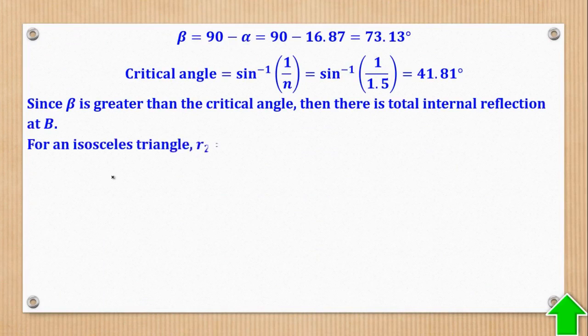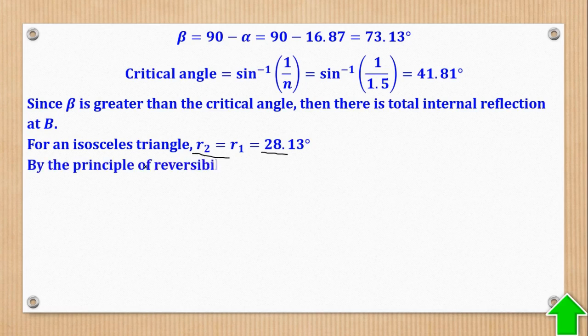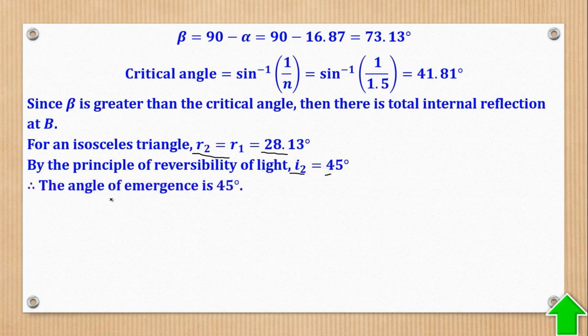Okay, that's what I've been talking about. That's for an isosceles triangle, R1 is equal to R2. And by the principle of reversibility of light, we already talked about this in the previous video for refraction at plane surfaces, so I2 will be 45. And therefore the angle of incidence, angle of emergence is 45.